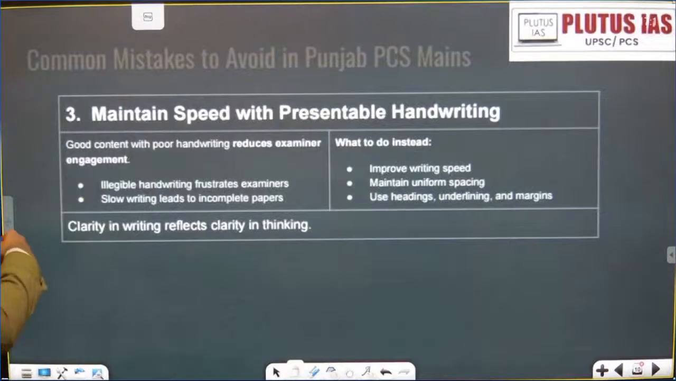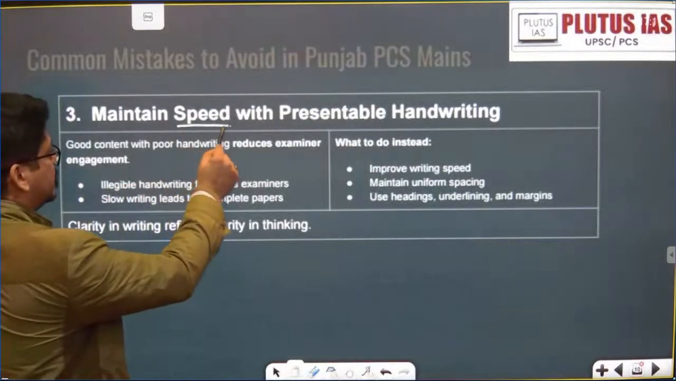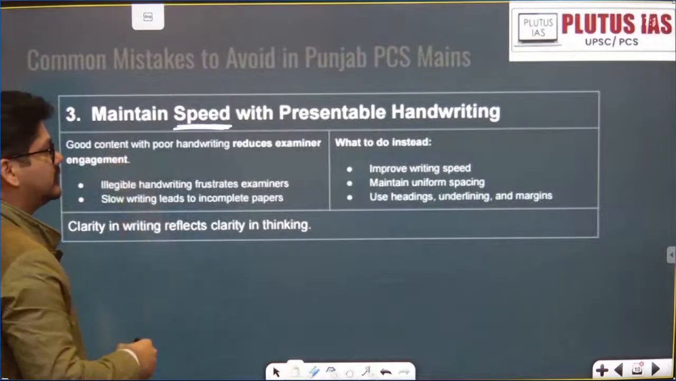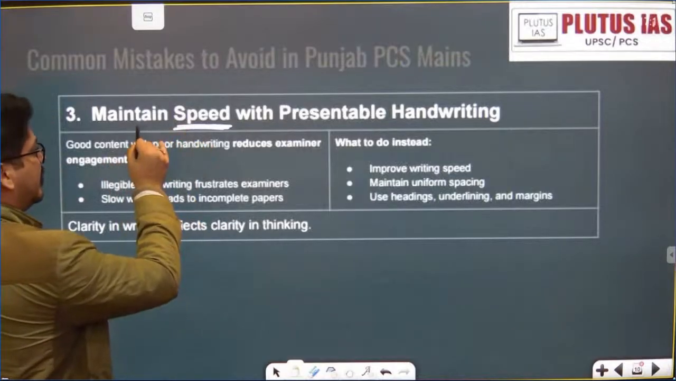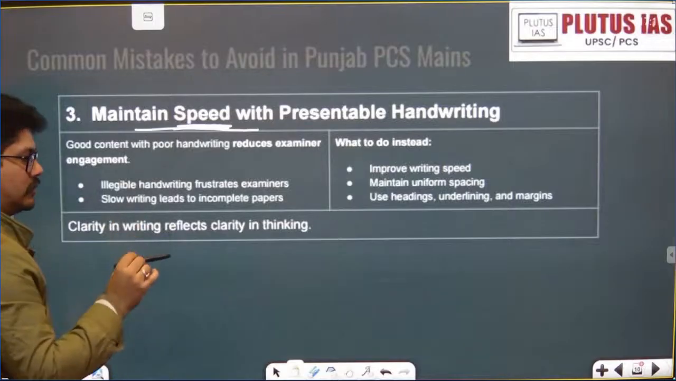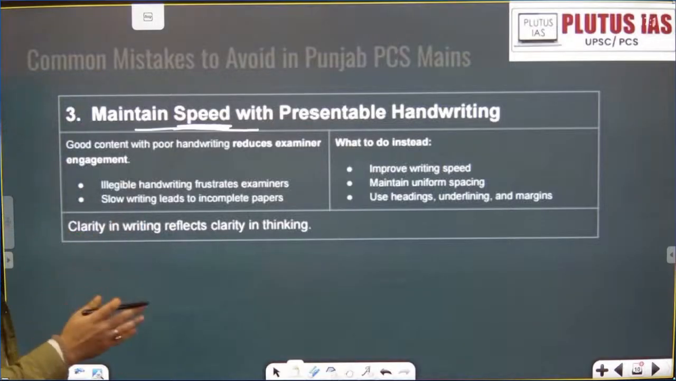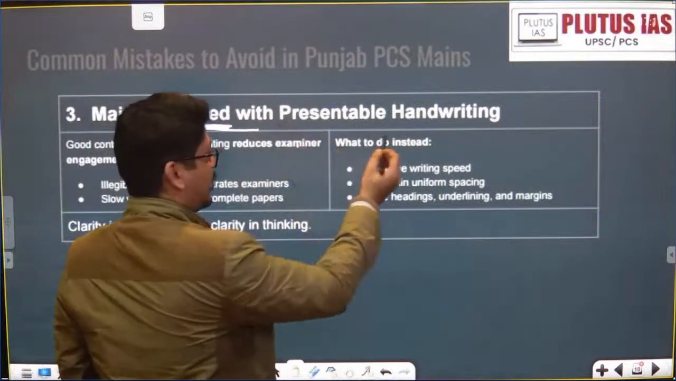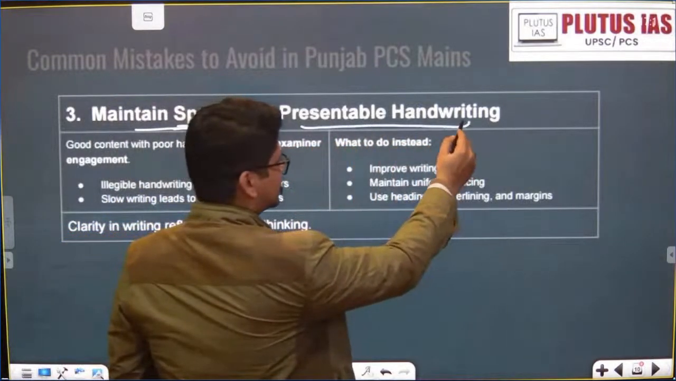Again, similar to the previous topic, speed. You have to focus on speed because most students lack in this and are unable to attempt all the questions. If you attempt all the questions, you are in the race. If not, you're out. This is the harsh reality. And handwriting should be presentable, of course. This is obvious.